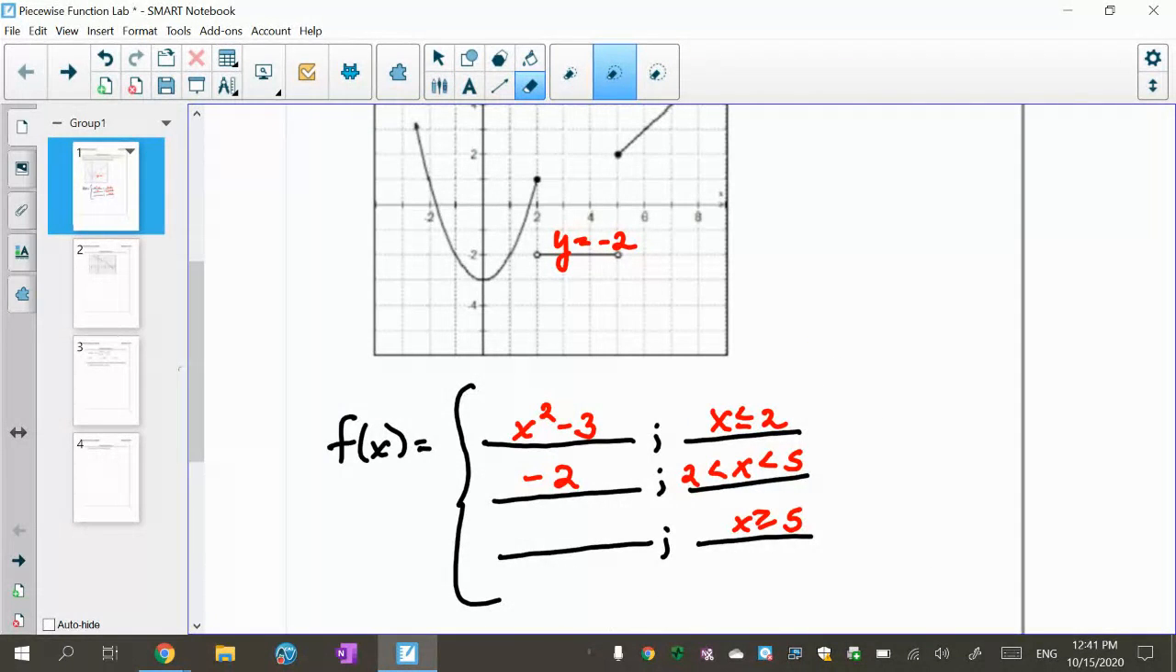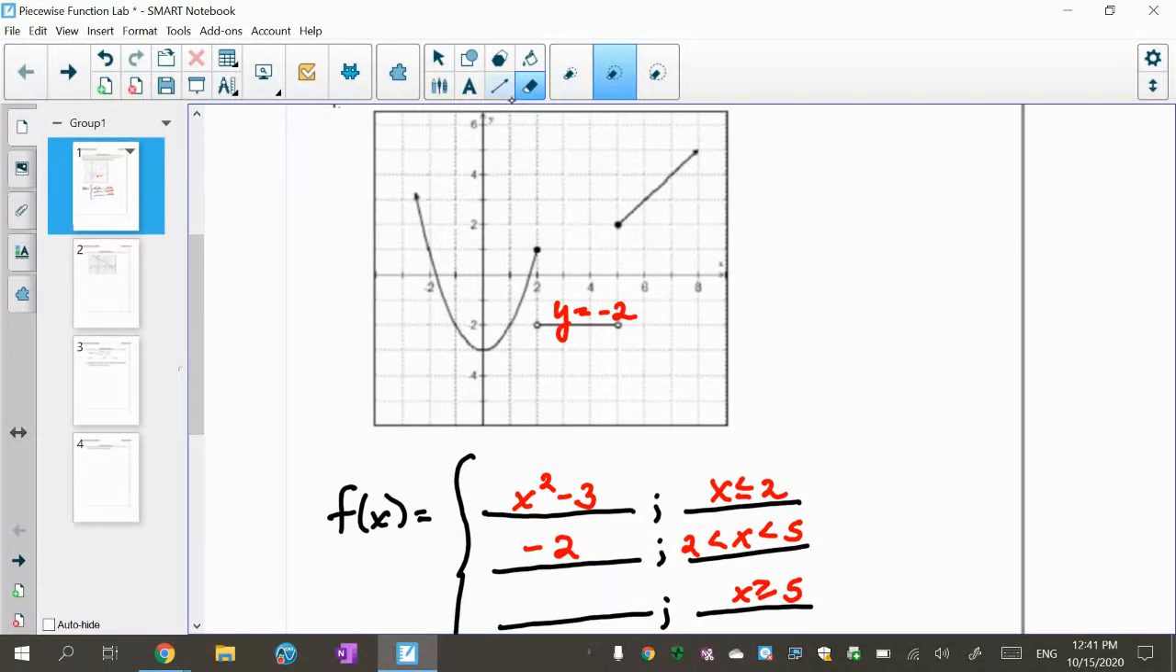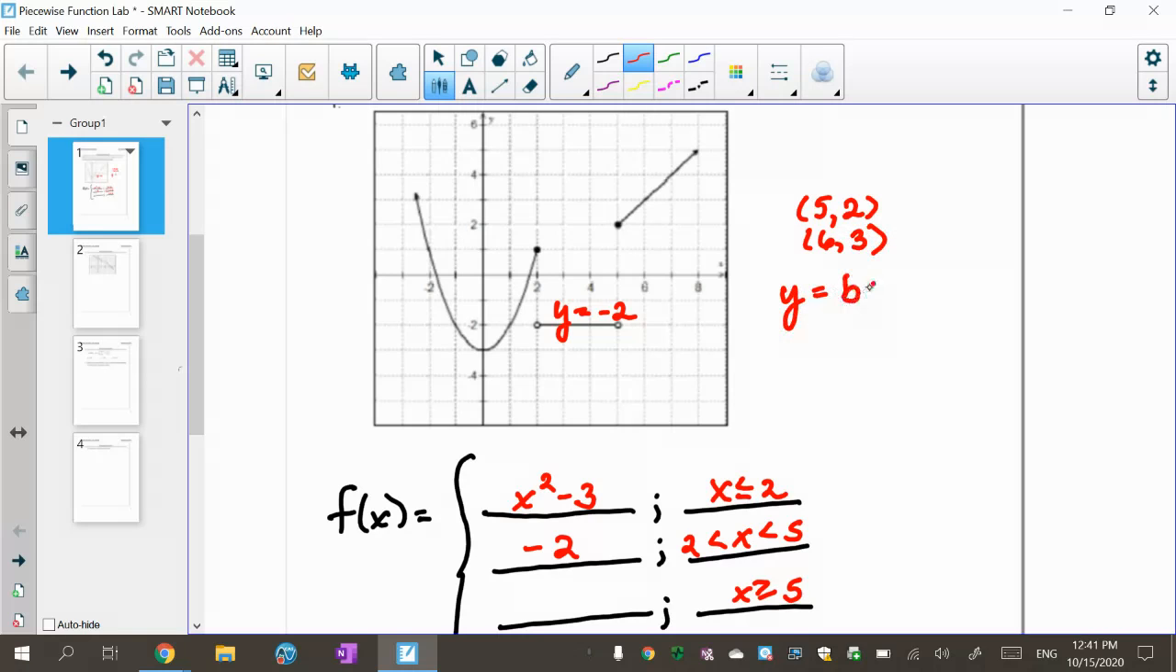The last piece is linear, right here. So I am going to pick a couple of points. I have the point (5, 2) as one of the points I'm going to pick, and then I've got (6, 3), and I'm going to come up with a formula. So I said y equals b plus mx. My slope is going to be 3 minus 2, going bottom up, over 6 minus 5. So my slope is 1 over 1, or 1. So I have y equals b plus 1x, or we'll just say x.